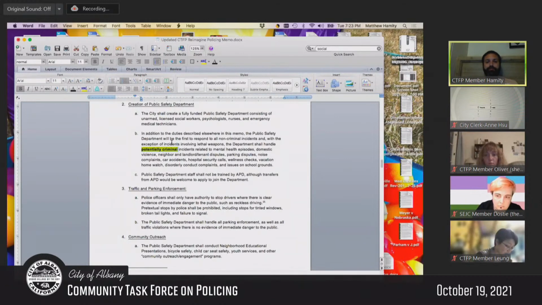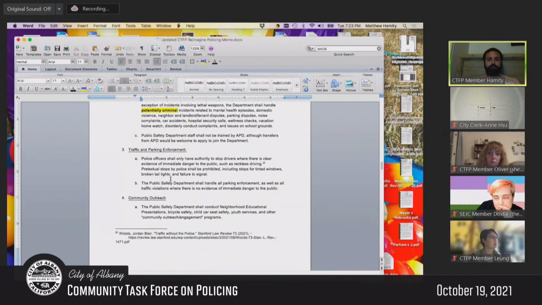And we have here that the department staff shall not be trained by the APD, though transfers from that department, since we would be unbundling some of those services, would be welcome to apply to join.